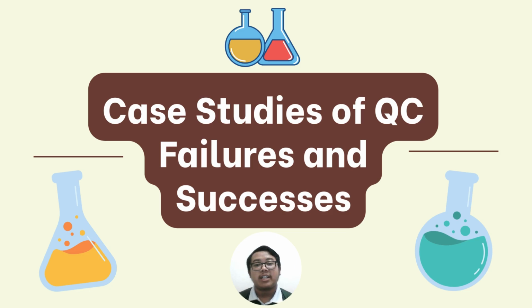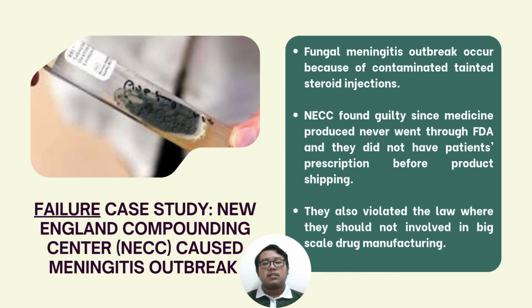And now we go to the next chapter, which is the case studies of QC failures and successes. Okay, so this is the first case study, which is a failure case study. New England Compounding Center (NECC) caused a meningitis outbreak. NECC is a company that makes drugs or medicine based on doctors' prescriptions. One day, a fungal meningitis outbreak occurred because of contaminated steroid injections that came from NECC. NECC was found guilty since the medicines produced never went through the FDA, which is the Food and Drug Administration, and they did not have patient prescriptions before product shipping. They also violated the law, where they should not be involved in big scale drug manufacturing.